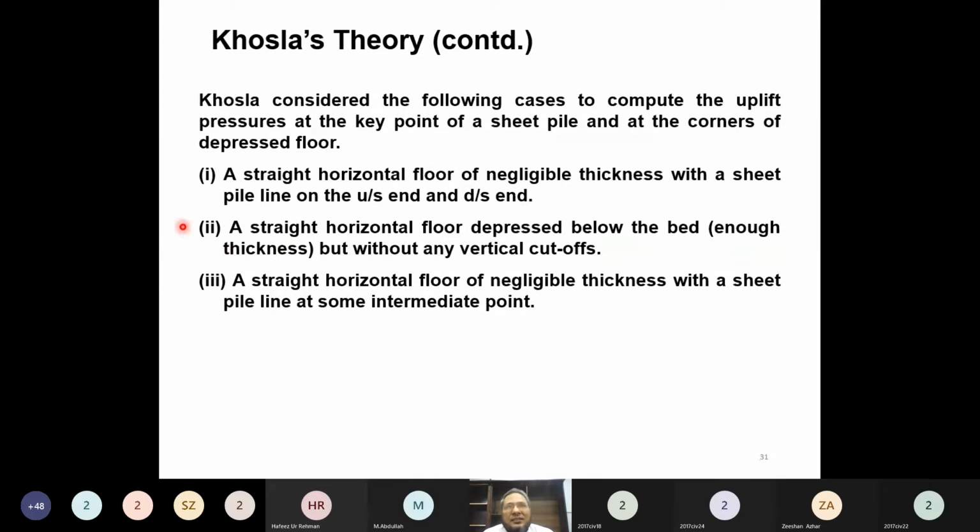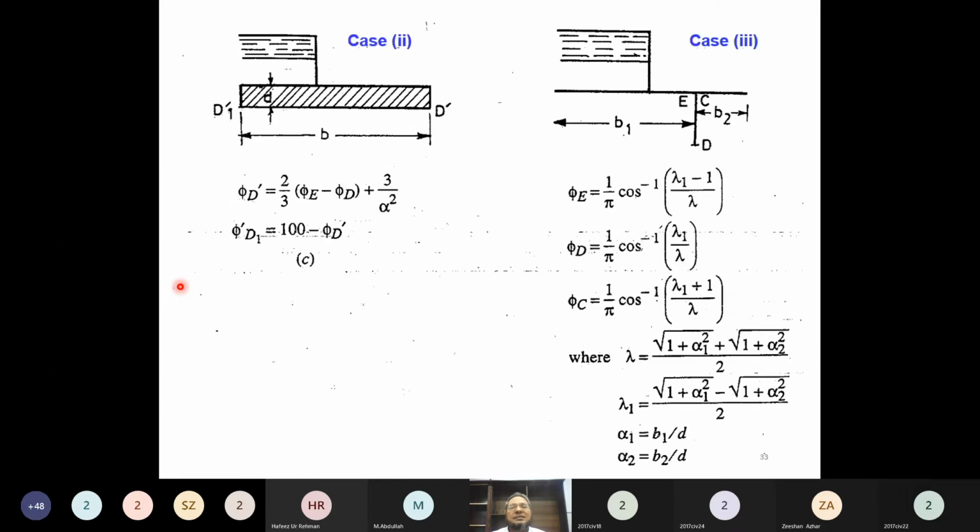तो ये किस लिए है सेकंड केस? ताकि जो थिकनेस का इफेक्ट है वो लिया जा सके. नंबर 3, a straight horizontal floor of negligible thickness with a sheet pile line at some intermediate points. जो केस 1 था उसमें तो शीट पाइल था या अपस्ट्रीम पे या डाउनस्ट्रीम. अब बीच में भी शीट पाइल हो सकता है ना, which is called an intermediate sheet pile. तो वो केस 3 में खोसला ने डिस्कस किया है कि there is a floor and there is a sheet pile. So now this is the case 2 example.